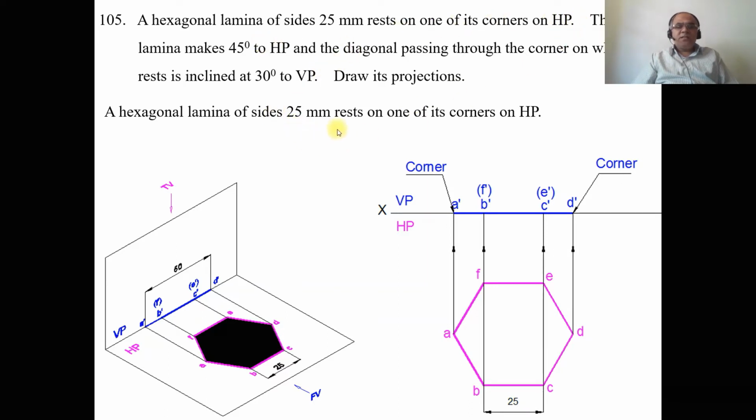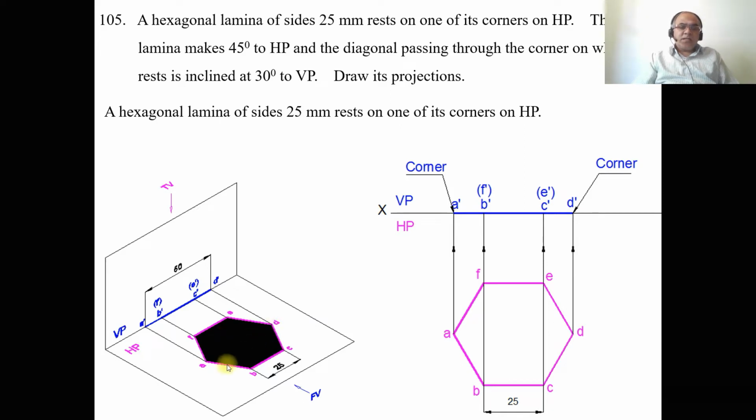So obviously the initial position has to be on HP such that it is resting on a corner. So the extreme end point should have single points. That is possible only when the sides are parallel to VP. So that is the condition. So when you keep the sides parallel to VP, then the extreme points are going to be the corner positions. So here A is one corner and D is the other corner.